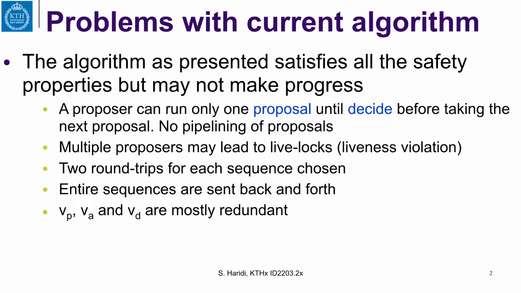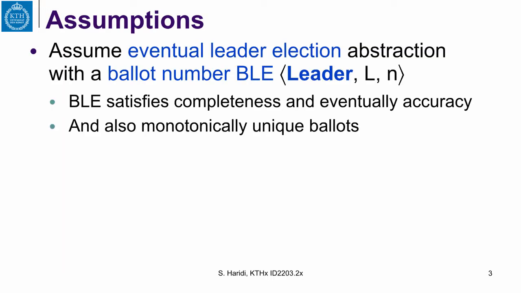So we'll elect a leader among all processes. The election is eventually accurate, so multiple leaders may coexist, but we eventually will have a leader to agree upon. What are the assumptions we have? So we assume an eventual leader election abstraction with a ballot number. We call this a ballot-based leader election. So a leader, when he becomes a leader, will send an indication event saying that I am the leader and this is my ballot number.